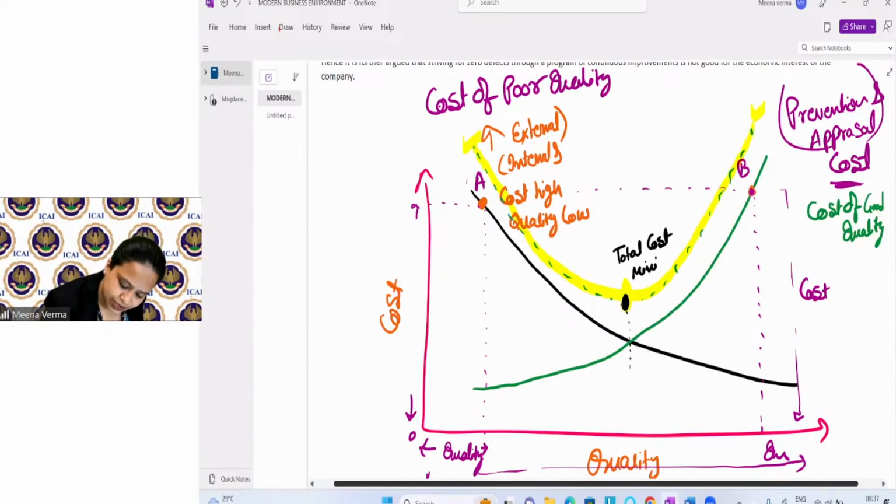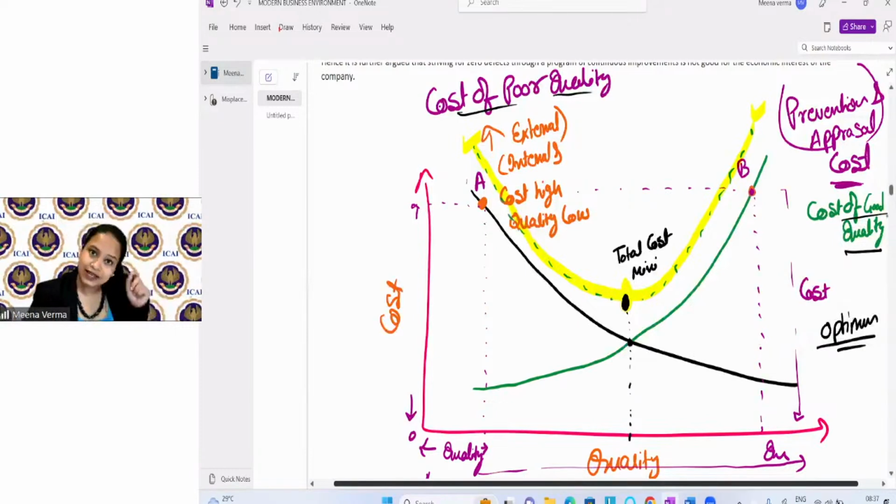Where do these two lines intersect each other, which two lines? The prevention and appraisal cost line, the cost of good quality line, and the cost of poor quality line. The point where these two lines intersect is known as the optimum point. At this point, neither the prevention and appraisal cost is high, nor the internal and external failure cost is high, right? So both are equal at this place. This is the optimum cost, and generally the company works here, right?